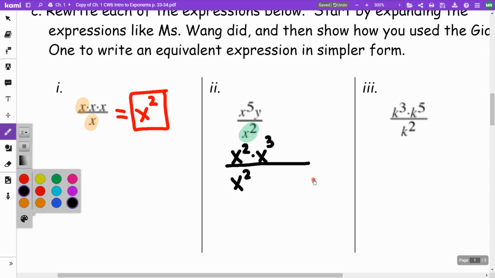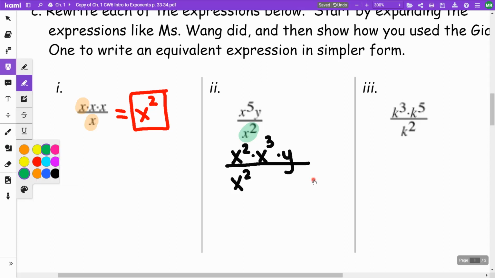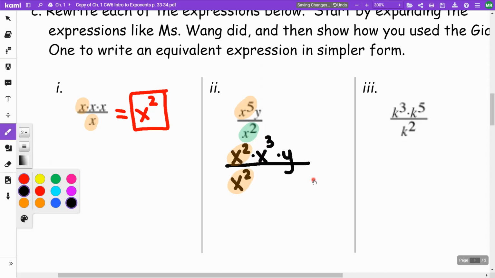And I'm going to explain how I personally would do this. I usually don't break it up like this. I think it, but I don't write it out. So this x to the 5th, I wrote here as an x to the second times an x to the third. This x to the second on top and this x to the second on bottom make a 1. And I am going to be left with an x to the third over y.